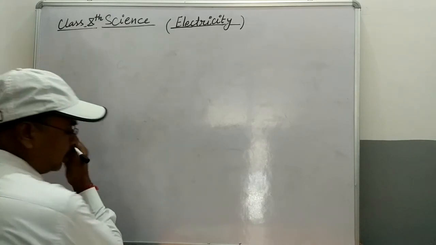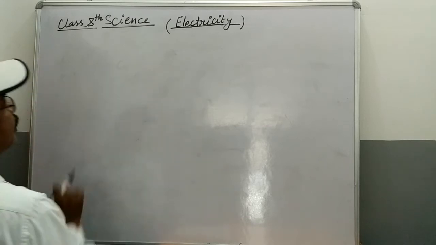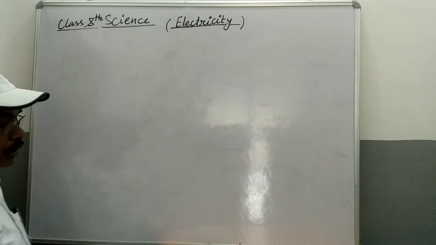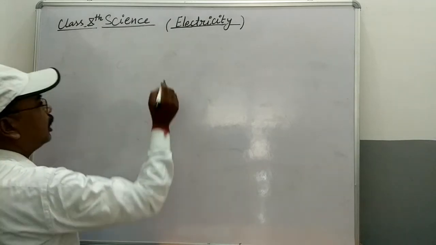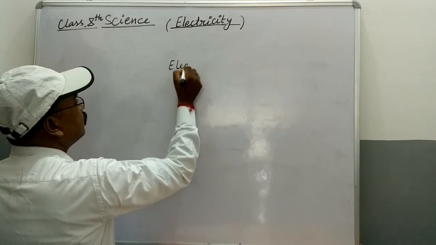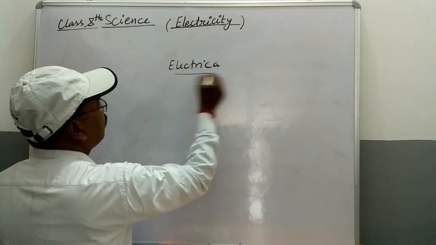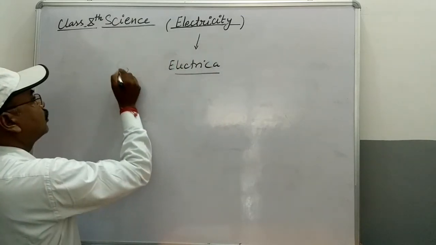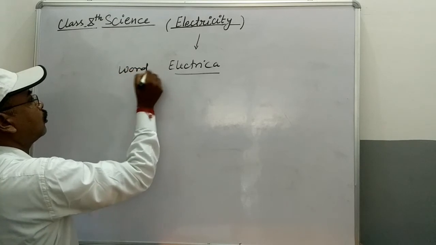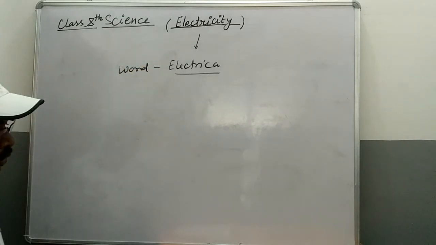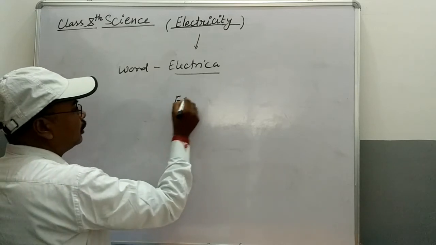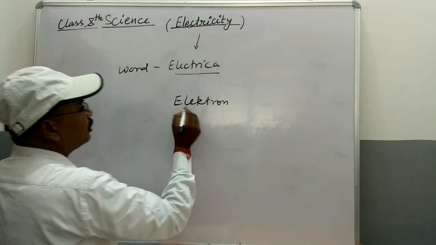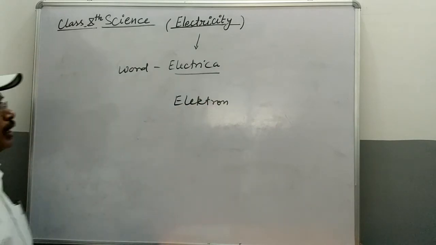Students, this word electricity originated from the Greek word electrica, or electron. Electricity is generated from the word electrica or electron. That's electrica and electron.